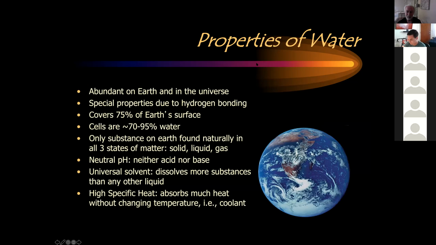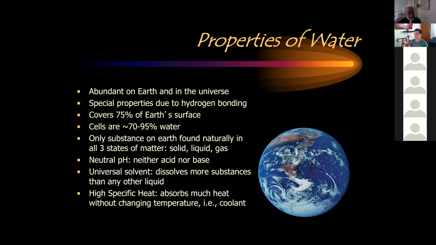Water is a very unusual material. It's unique. And it has a number of properties that are dependent on the fact that it hydrogen bonds. It's abundant on Earth and elsewhere in the universe, and its special properties are due to hydrogen bonding. It covers about 75% of the Earth's surface. We ourselves are mostly water, up to 95% water. It's the only substance on Earth that is found in all three states of matter, solid, liquid, and gas.